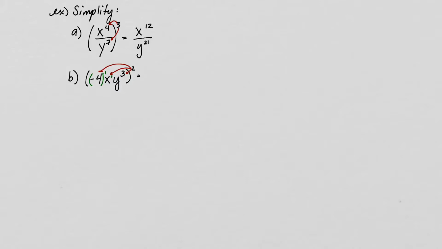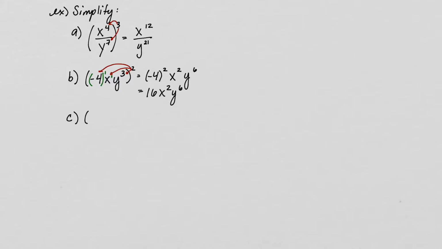So when I distribute this, we would get negative 4, 1 times 2 is 2, to the second power. X, 1 times 2 is 2. Y, 3 times 2 is 6. And then negative 4 squared is 16. So 16x squared y to the 6th.